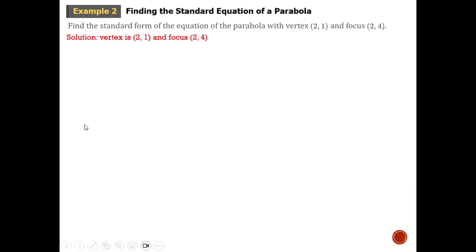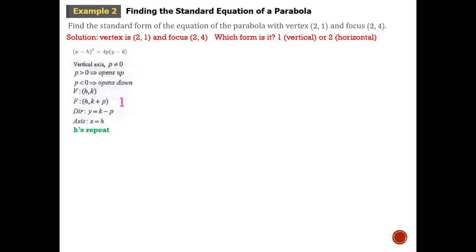Okay, let's do an example here. Finding the standard equation of a parabola. Find the standard form of the equation of the parabola with vertex (2, 1) and focus (2, 4). Okay, so the vertex is (2, 1), focus is (2, 4). Is this going to be a vertical or a horizontal parabola, 1 or 2?